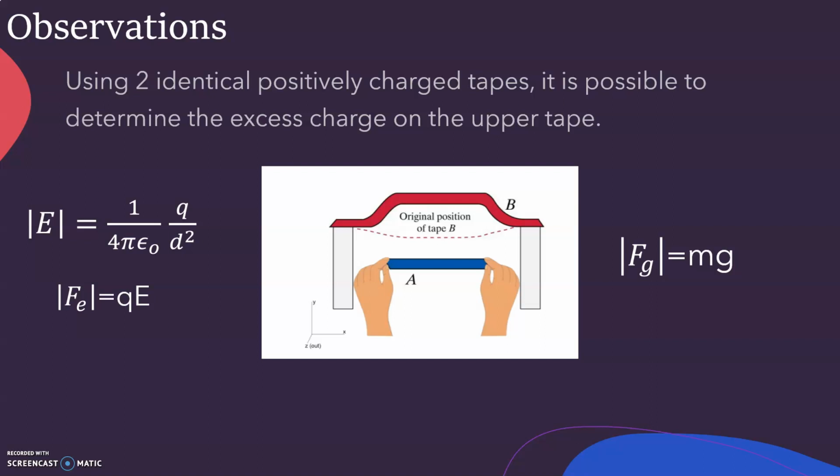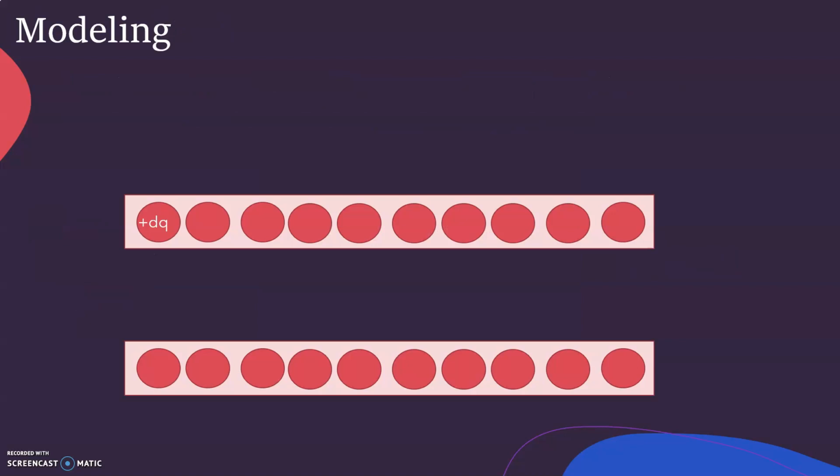Using these two identical positively charged tapes, it's possible to determine the excess charge on the upper tape, because at the moment the upper tape first begins to float, the electric force and the gravitational force on the upper tape are equal. But instead of just modeling this as a point charge, we model it as a line charge with discrete amounts. So the electric field, due to this small piece of the bottom tape on this small piece of upper tape, is shown by this red arrow.